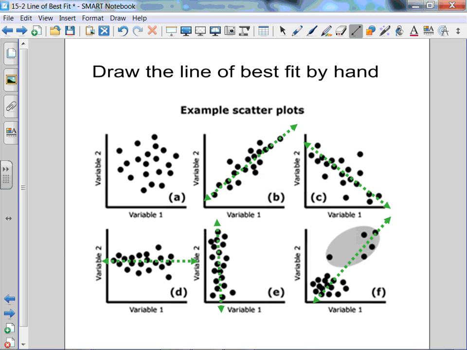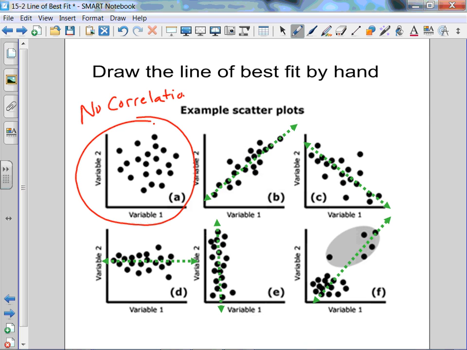A problem we do have is this graph right here. There's really no correlation. When there's no correlation, there's no line of best fit. You could write no line of best fit, or we really would not even ask you the question to draw a line of best fit when there's no correlation or no general trend in the data.